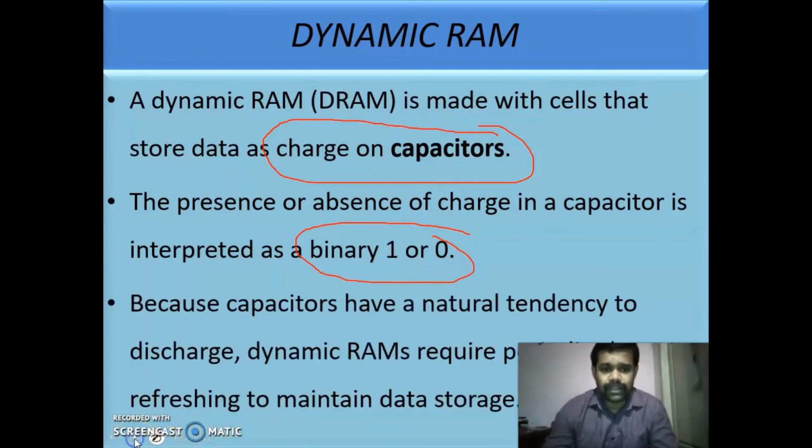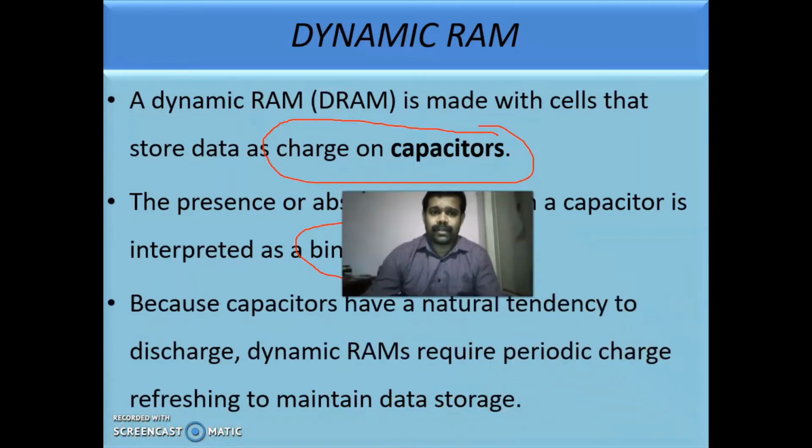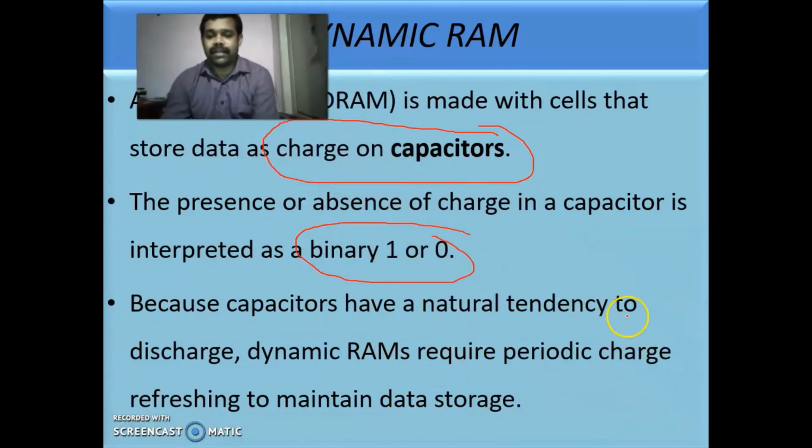Because capacitors have a natural tendency to discharge, dynamic RAMs require periodic charge refreshing to maintain the data storage. You know that the capacitor, after charging, will discharge. So dynamic RAM must have a refreshing facility to maintain the data storage. We have to refresh the RAM periodically in order to maintain that data.